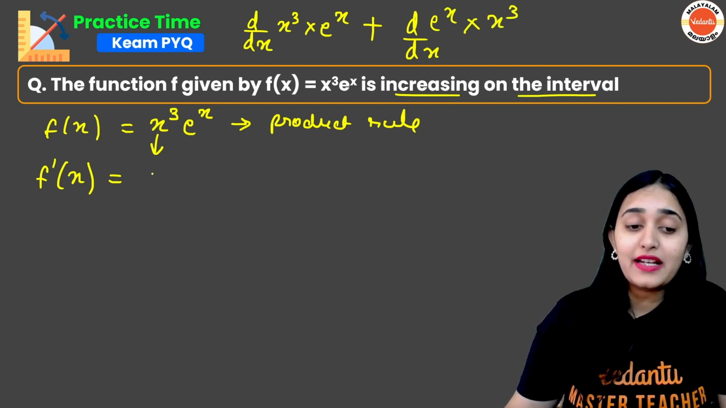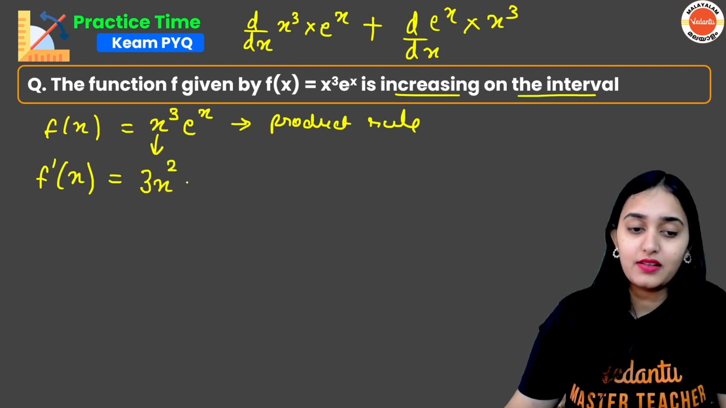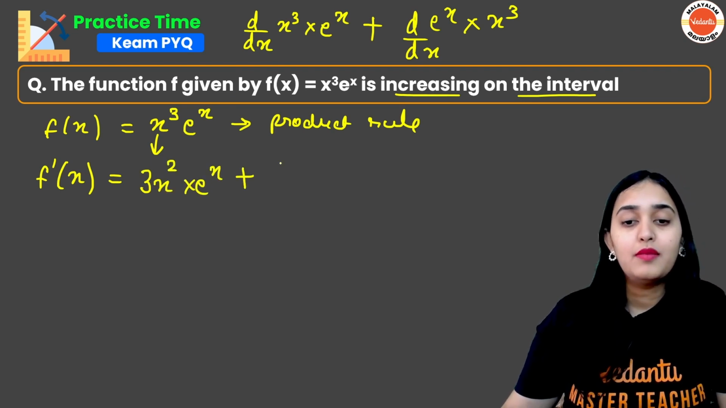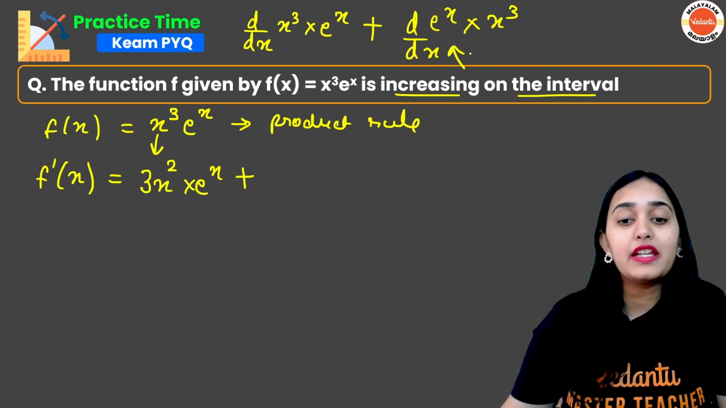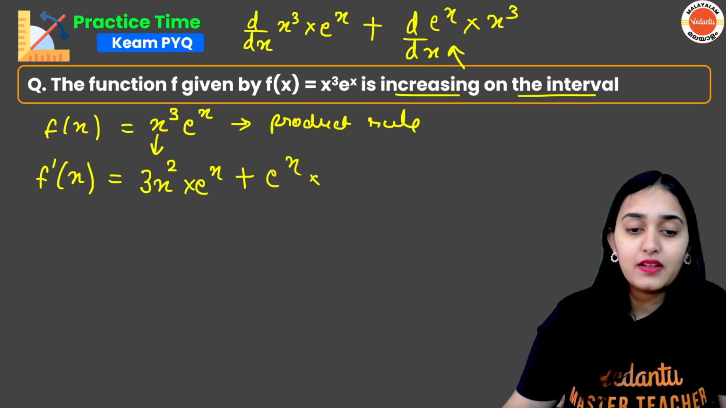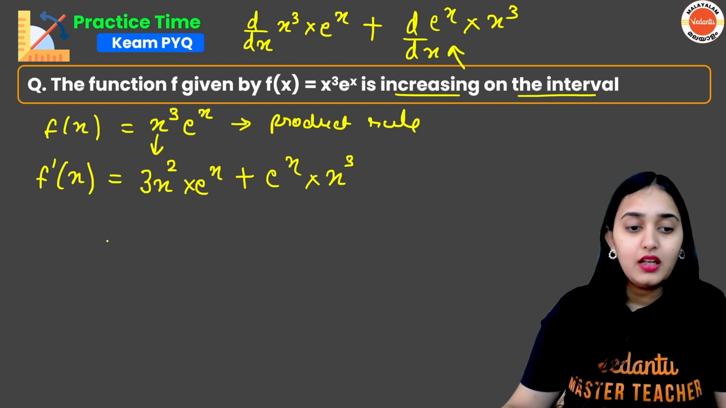Now, how do you derive x cube? 3x square into e to the power x plus differentiation of e to the power x is e to the power x into x cube. Got it?